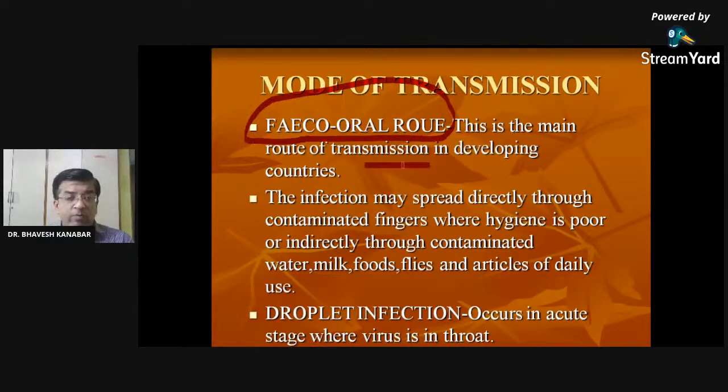This is the main route of transmission of the polio virus. Infection may spread directly through the contaminated finger where hygiene is poor, or indirectly through contaminated water, milk, food, flies, and articles of daily use. Droplet infection occurs in the acute stage where the virus is in the throat. Droplet infection, as in the case of corona also.